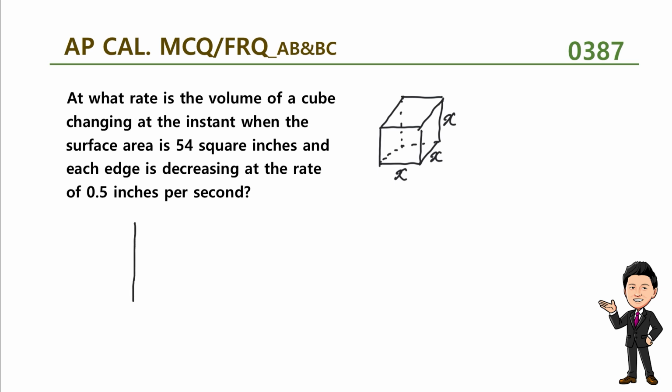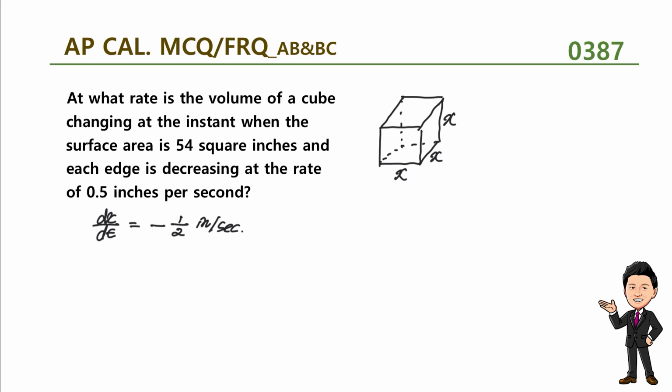Think about this graph right here. Let's say this is time t, this is edge x. If this is decreasing like that, what is its derivative? I mean the sign of its derivative. Its derivative is negative, right? So this must be negative. So let me erase this. So it is given that dx over dt is negative 0.5, negative 1 over 2 inches per second, right?